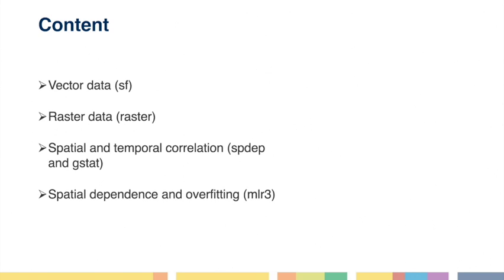And finally, we'll start to talk about machine learning, like spatial dependence and how this affects these models. And it can cause adjustments. And this is part of the LR3 package.